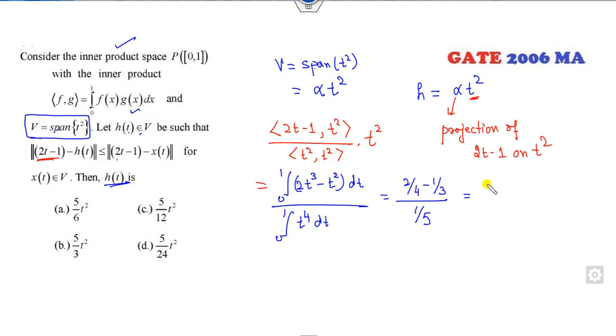1 over 2 minus 1 over 3, so 1 over 6, 1 over 5. So the right answer is 5 over 6. So alpha is my 5 over 6. So alpha into t square is 5 by 6 t square. Always remember, apply the projection rule. You will get your answer within a fraction of a second always.